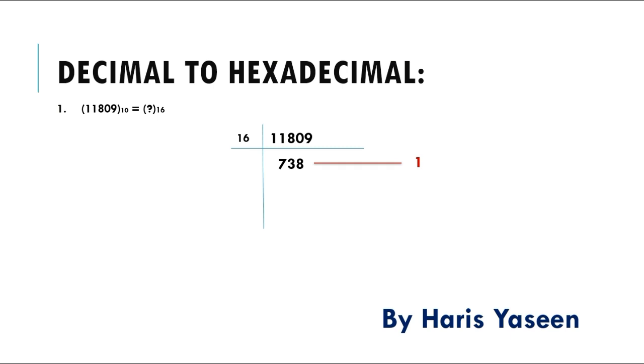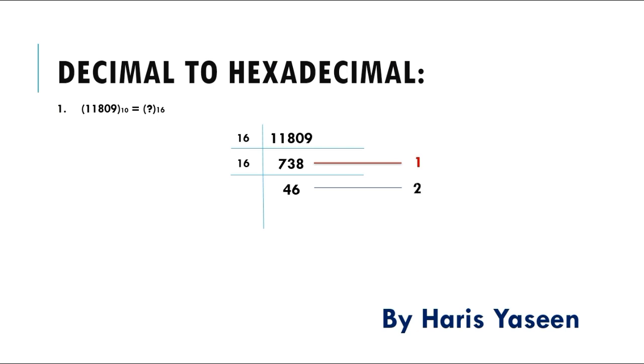Okay, now the new number is 738 divided by 16, and we take 73 because 7 is not present in the table of 16. So concatenate the second digit, which is 3, with 7. So 73, 16 times 4 is 64. 73 minus 64, the result is 9. 9 concatenated with 8 is 98, and 16 times 6 is 96. So 98 minus 96, the remainder is 2.